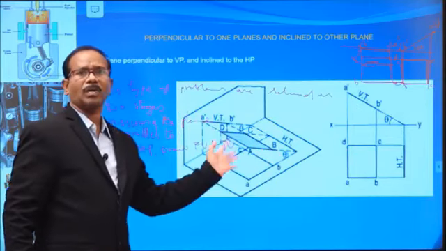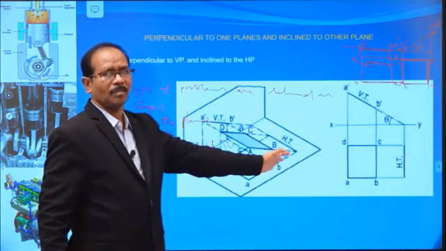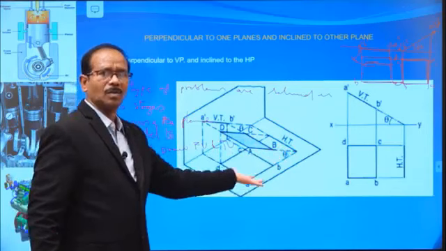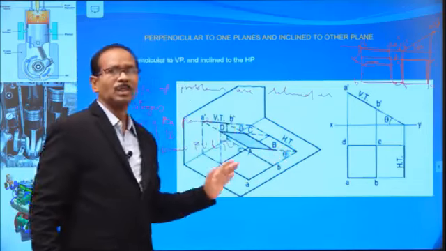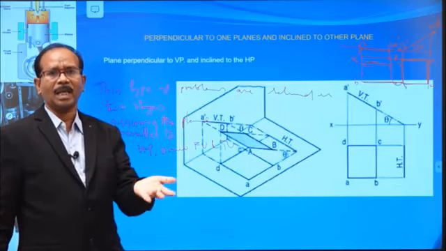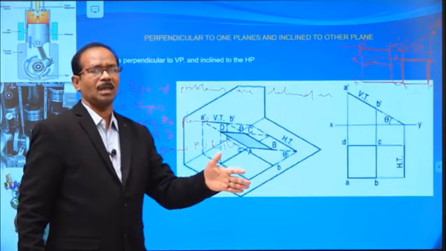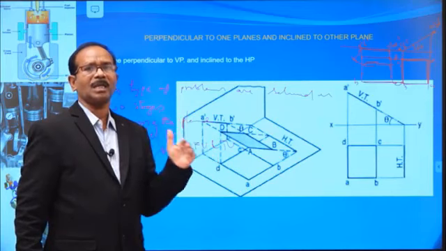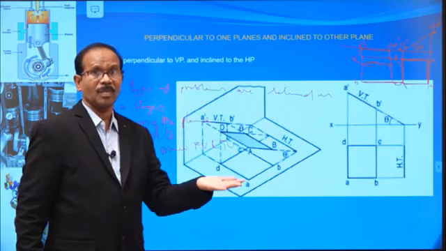This way you can solve n number of problems. Any type of problems can be solved. These two steps need to be implemented. What are the two steps? First, assume the plane according to the given condition. What does the problem say? A plane inclined 30 degrees to HP.